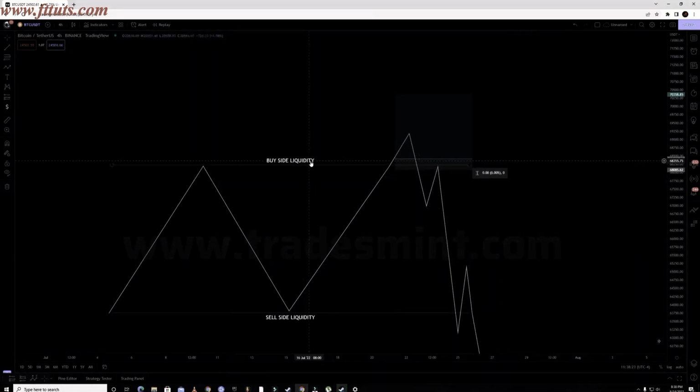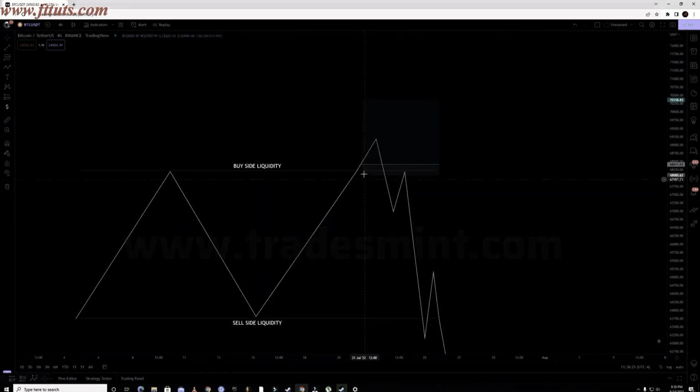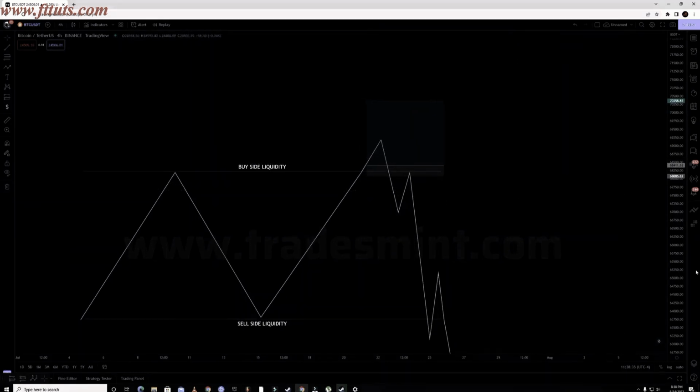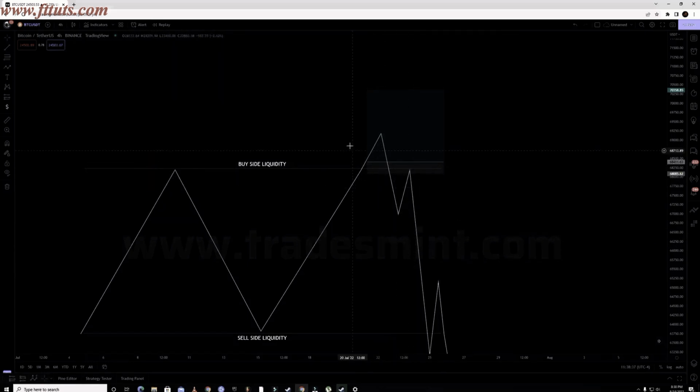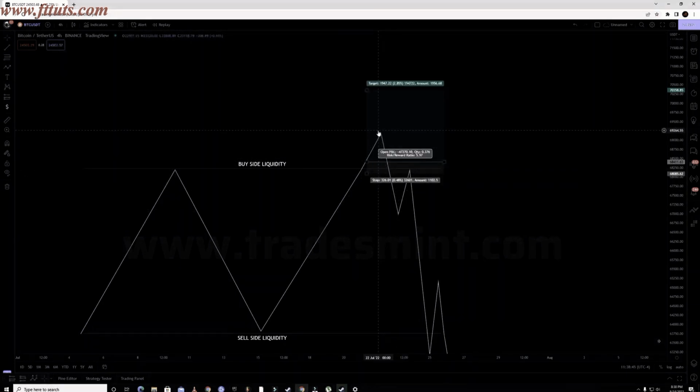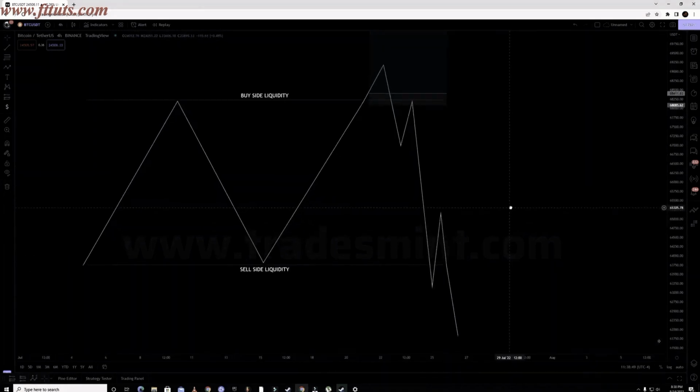All right, this is why I call it buy side liquidity, because people are going to buy when the price breaks out of the resistance level. And when the price breaks out, people are gonna buy here, put their stop loss below this resistance level, and price goes back down, triggers sell orders or stop loss orders, and it just goes down.